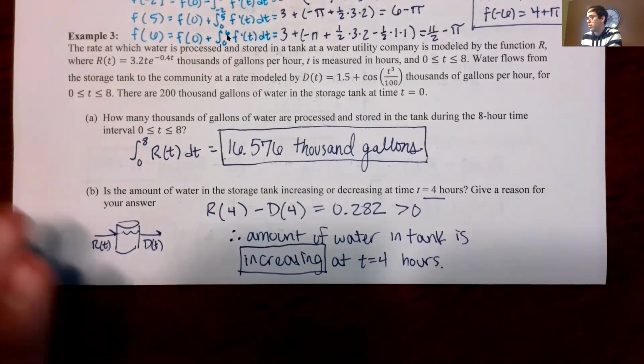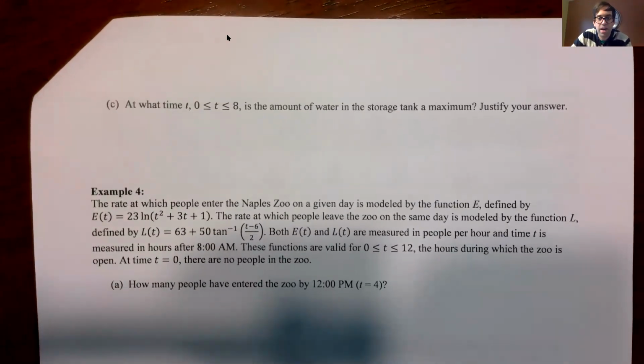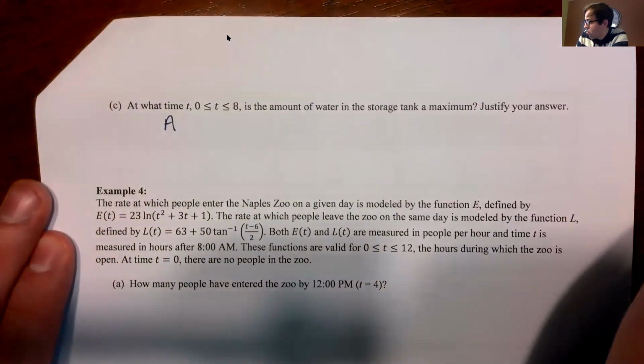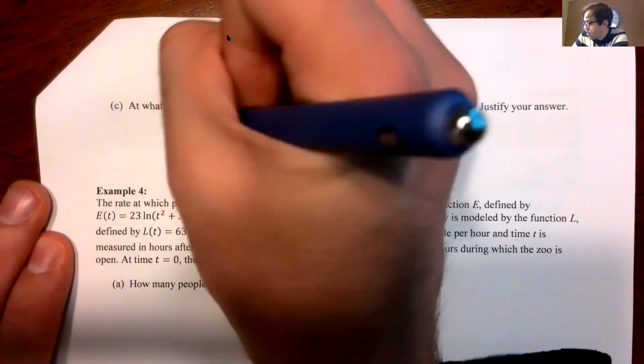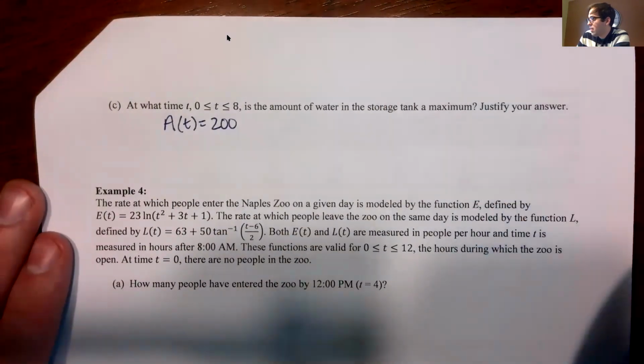There we go. Moving on, part C. At what time from 0 to 8 is the amount of water in the storage tank a maximum? Justify your answer. Okay, so we need to know now really what the initial function is here, right? What would our f be if we're given f prime, right? What I would like to think about this is the amount of water in the tank had an initial condition of 200 that was given to us in the problem stem.